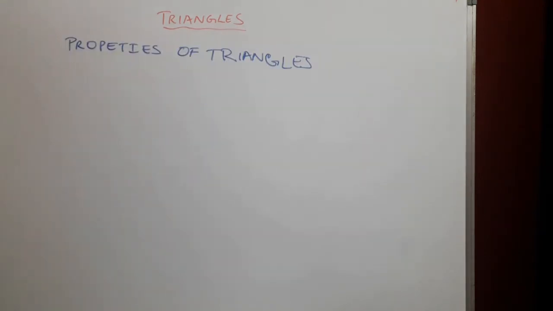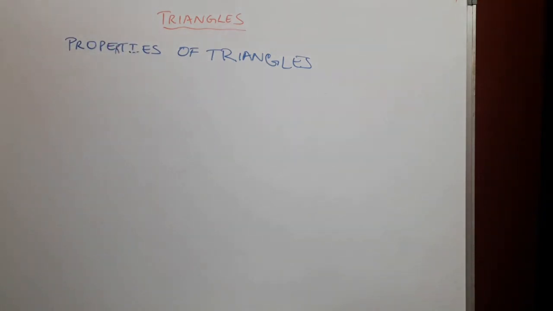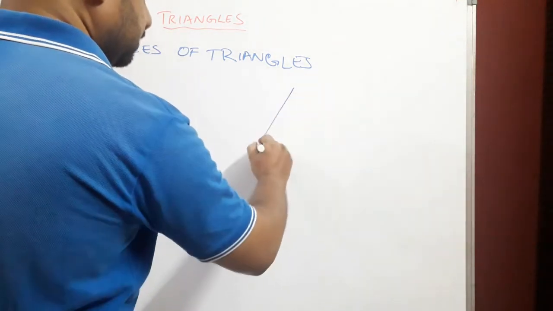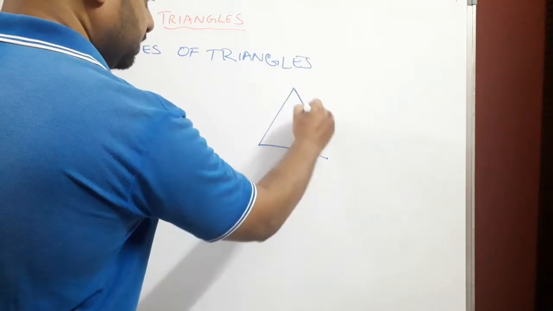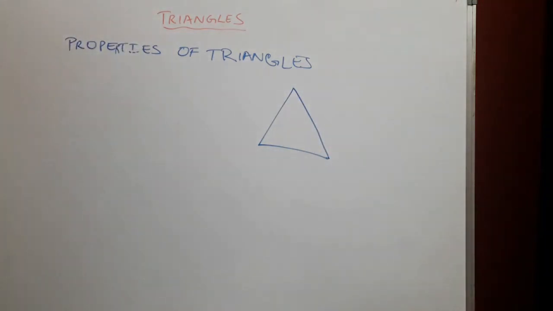Okay, now we go to learning the properties of triangles. Now we have learned what a triangle is, what type of geometrical figure we call a triangle. Now we'll learn what the different properties of triangles are. So the first property of a triangle that we come across is this. Let us draw a triangle first. Okay, let's say this is our triangle. Fine. What do you see in this triangle?